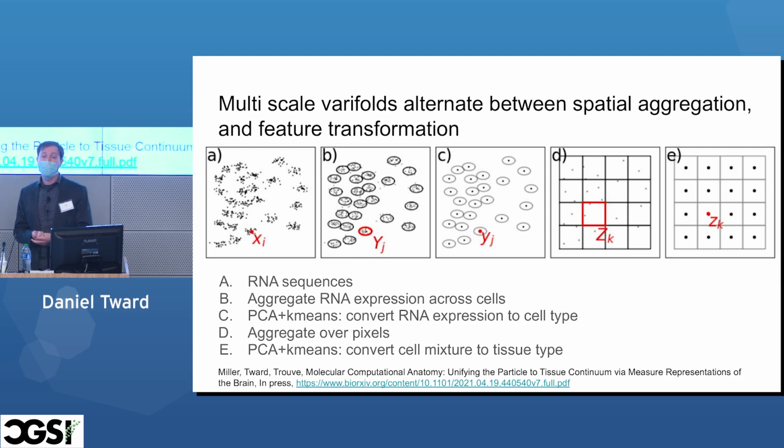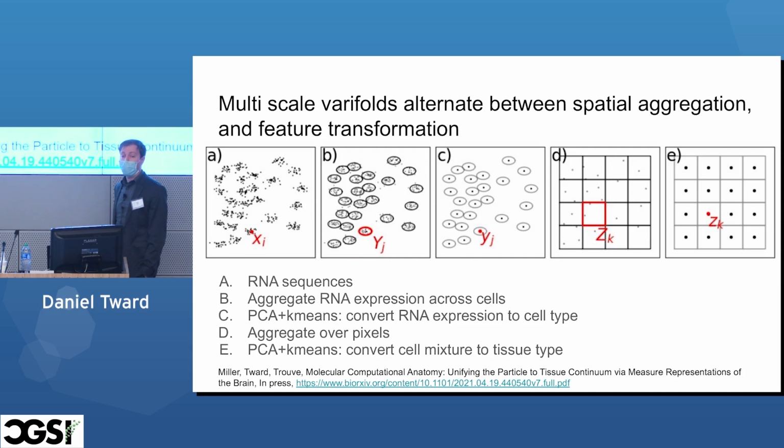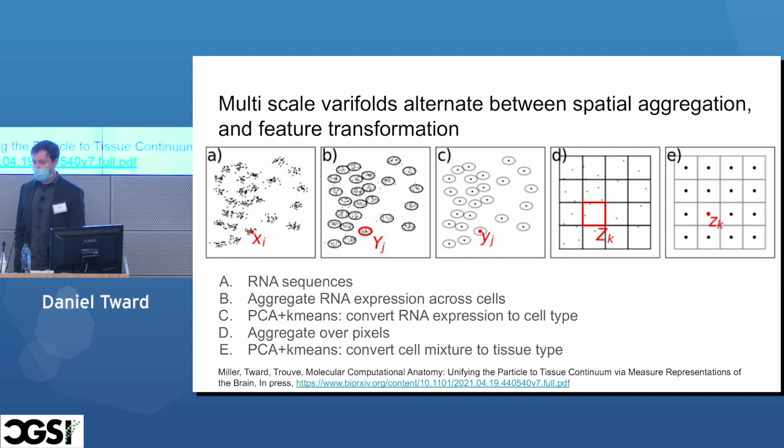So we move from RNA particles to genes to tissue types. These are nonlinear feature transformations. So moving from left to right, we start with RNA sequences at various points in space in panel A. We then group them together, we aggregate them into cells, and we transform the features using, in the example I'm going to show you, we just do PCA, and then we apply k-means to the first few components. There's a lot more complex and interesting ways to do that, but I wanted to show something simple here.